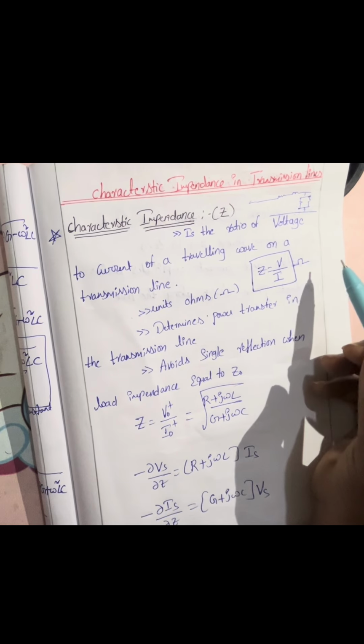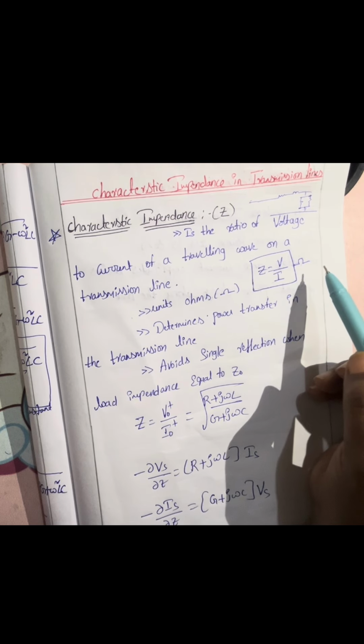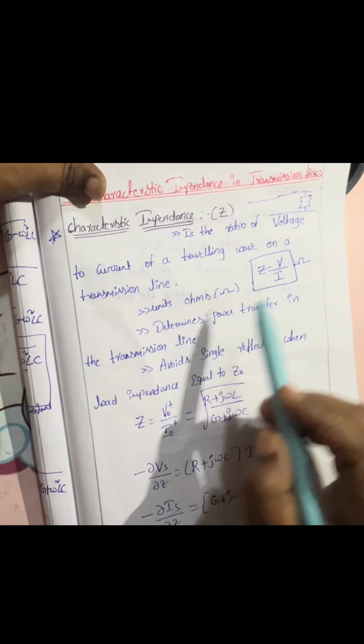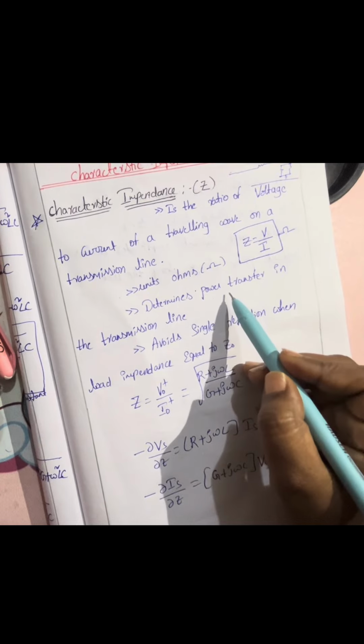Then what is the purpose of characteristic impedance in the transmission line equation? It is used to determine how much power is transferred in the transmission line.